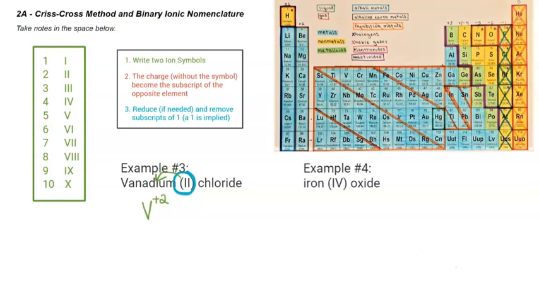Then we can get the charge of the chlorine by looking at the periodic table. And if we find chlorine, it's in group 17, so it has a negative 1 charge. So V plus 2, Cl minus 1. Now we'll just crisscross the charges. So the 1 becomes the subscript on vanadium, and the 2 becomes the subscript on chlorine. And then in our third step, we don't need to reduce here, but we do need to get rid of our 1. So instead of V1Cl2, our final answer will just read VCl2.